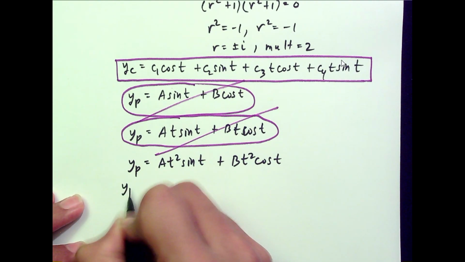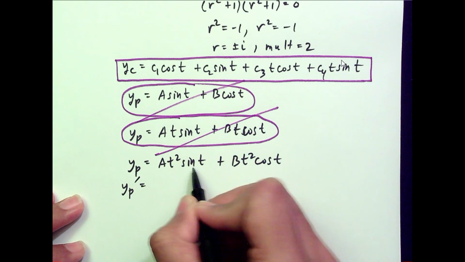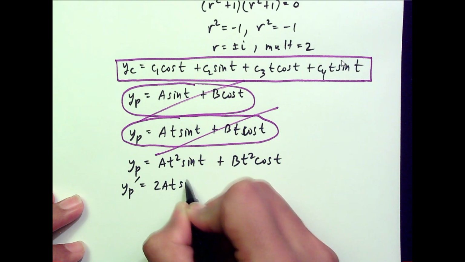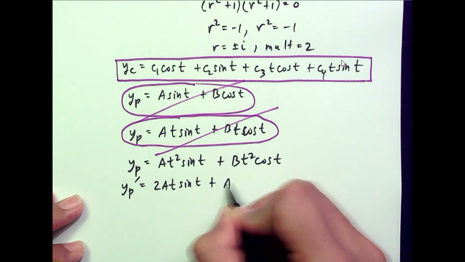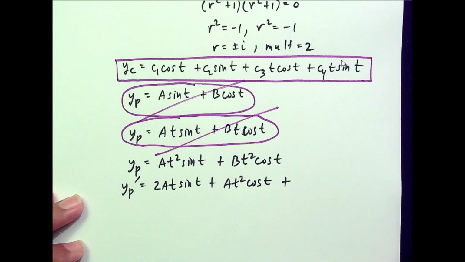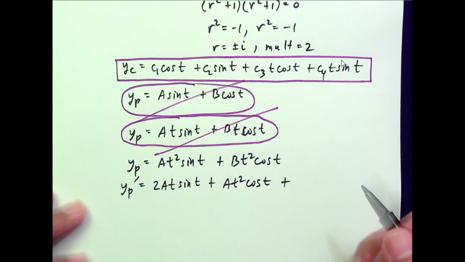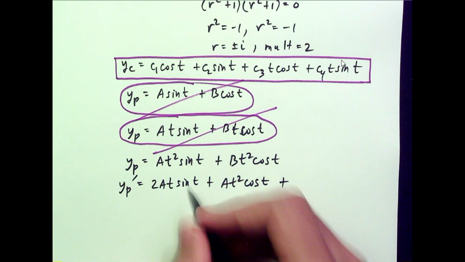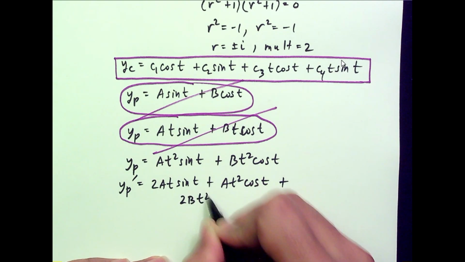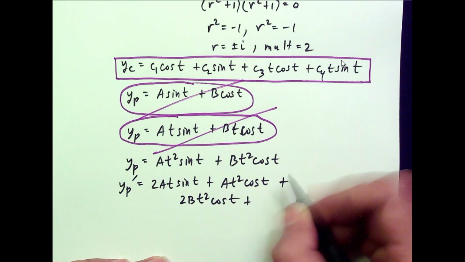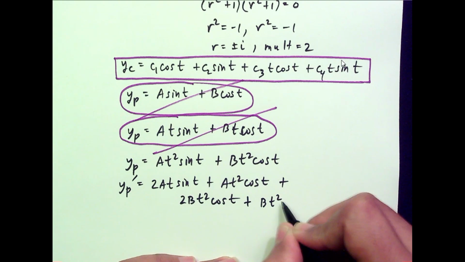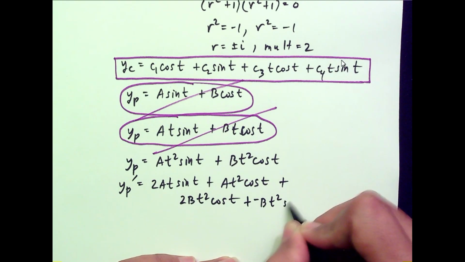Okay, first derivative is going to be product rule twice: the derivative of the first times the second plus the first times the derivative of the second. The derivative of sine is cosine of t, plus. Now product rule on the other one. The derivative of the first times the second plus the first times the derivative of the second. The derivative of cosine is negative sine, so put a minus in there.